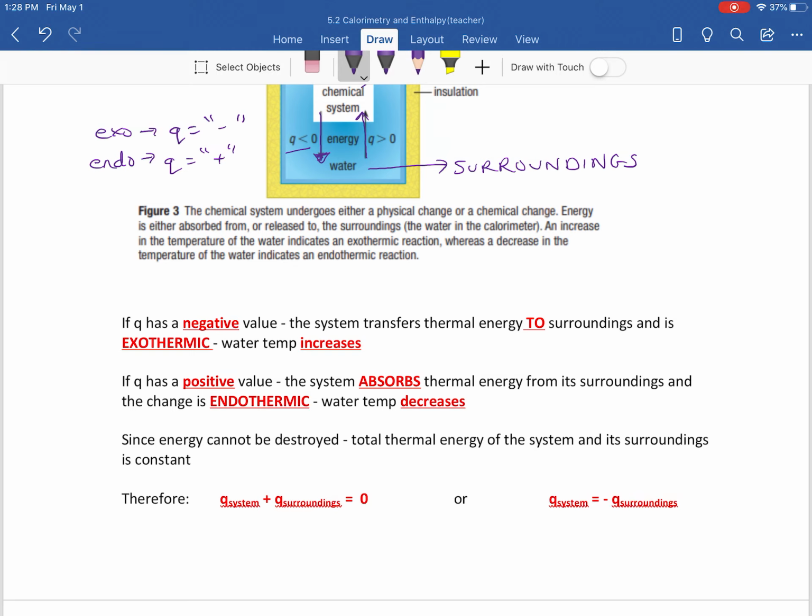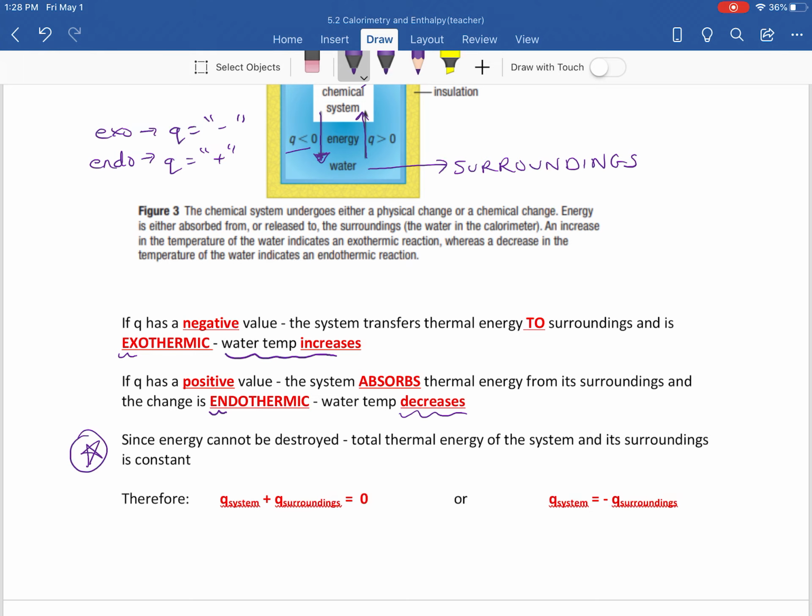So if Q has a negative value, the system transfers thermal energy to the surroundings. Energy is released. Energy exits the system. Hence, exothermic. So since energy exits the system, my water in a calorimeter gets hotter. If Q is positive, that means my system, my chemical reaction, needed energy. It absorbed energy, and it got that energy from the surroundings. So since heat or thermal energy entered my chemical system, it came from the surroundings. So my surroundings donated the heat, if you will. So the water surrounding my chemical system got colder.